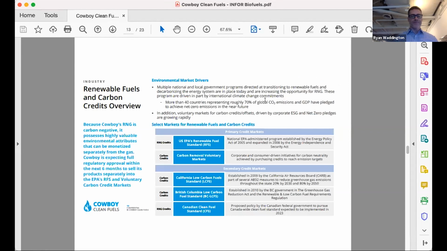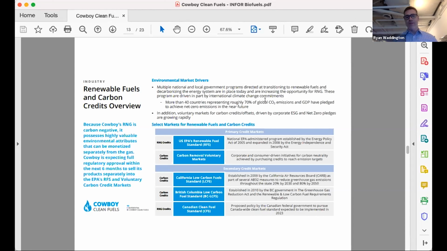On the market side, we can sell our products into one or more of several compliance and voluntary markets for both renewable fuels and carbon credits. I've listed a few of them here. Initially, we'll pursue the US EPA's renewable fuel standard market. And then on the carbon side, voluntary markets for carbon credits driven by corporations. Other market options include some things that you've probably heard of, including the California Low Carbon Fuel Standard program and the now a similar program in British Columbia. We're not starting with those. They require you to essentially bundle your renewable fuel with your carbon benefits.